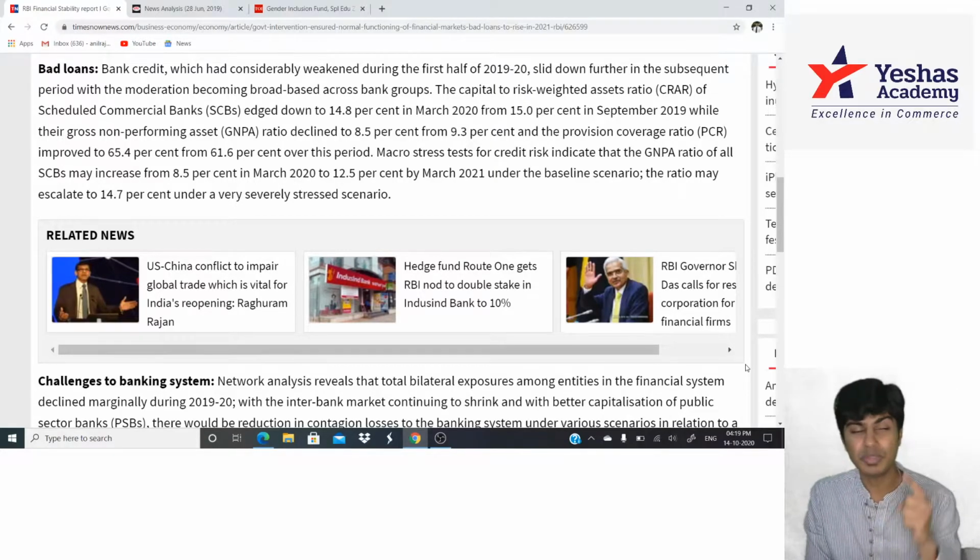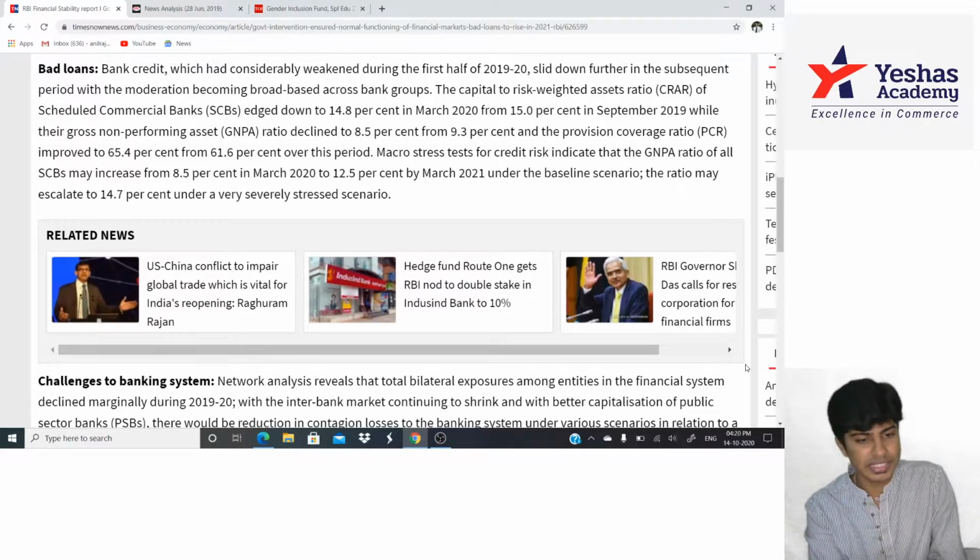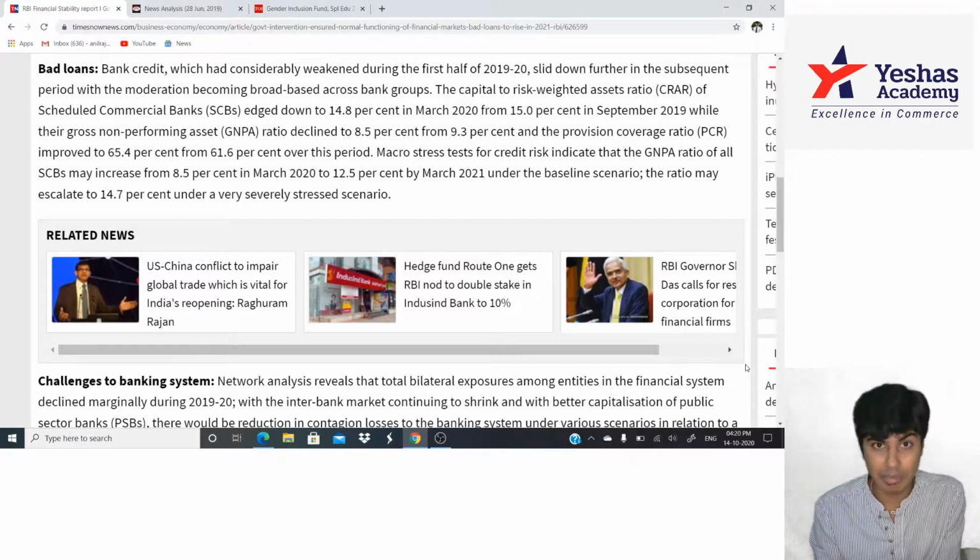This ratio, if it is higher, it is better. If it is higher, it is better. That's how the market basically sees it. A higher ratio means that the banking company is more financially stable. Let's see the capital to risk-weighted assets ratio of scheduled commercial banks.